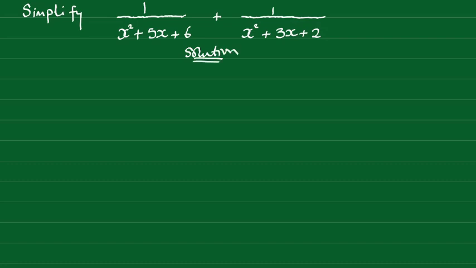Next, we copy out our expression. So we have 1 divided by x squared plus 5x plus 6, then we'll have plus 1 divided by x squared plus 3x plus 2.